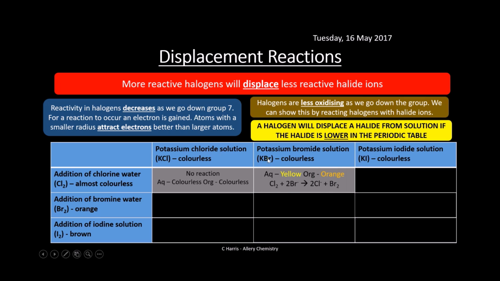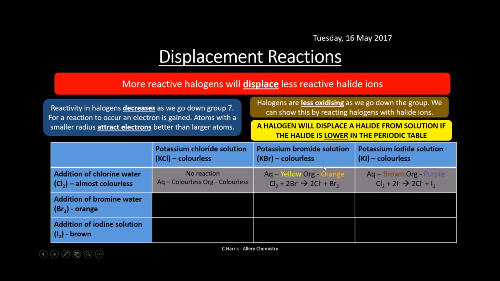But if we come into this one, you can see here, chlorine is more reactive than bromide ions. It's higher in the periodic table, so we get a yellow aqueous layer and an orange organic layer. Here's the ionic equation, look. Chlorine reacts with the bromide ions, we get a displacement. We get chloride ions and bromine, which is Br2. And we're looking for this orange band within the organic layer, which is at the top.